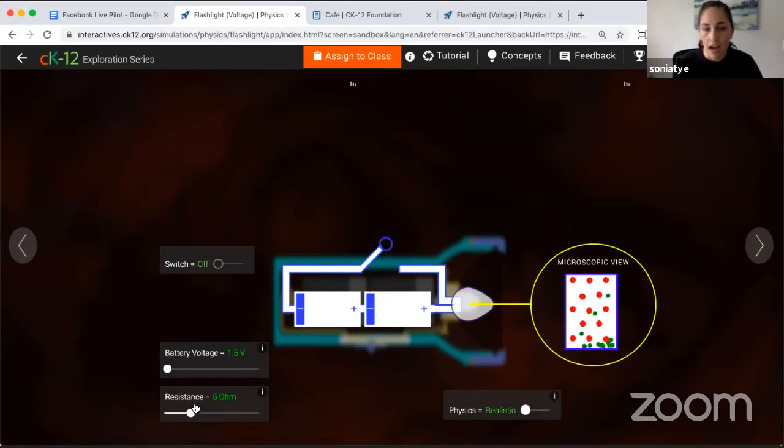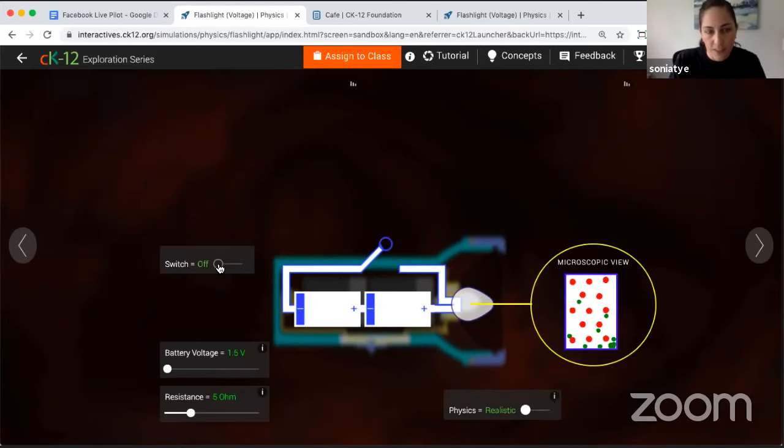Now also I have the resistance slider, and the resistance really controls my light bulb. In this model of a flashlight, the light bulb is the resistor. Now, the only reason it has this name, resistor, is that it is going to resist the flow of electrons or that current, okay? So let me show you what that looks like.